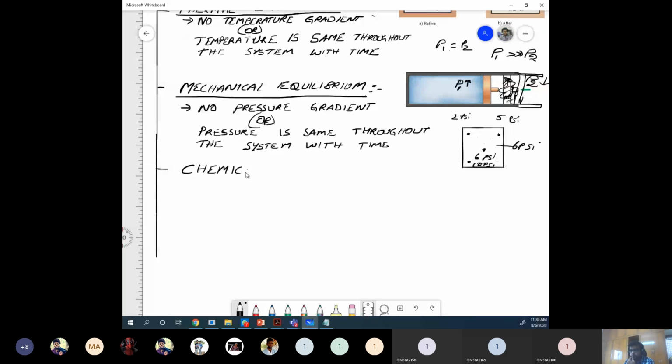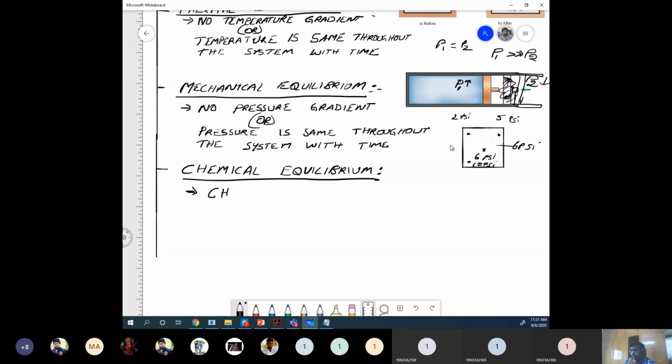Chemical equilibrium. Same thing, the word itself will say there is no chemical reaction, right? First you are mixing two different chemicals, and the reaction will start. After the reaction has started, it will try to produce a new compound. Once the new compound is produced, obviously the system will try to balance itself, right? So the chemical composition will become constant throughout the system.